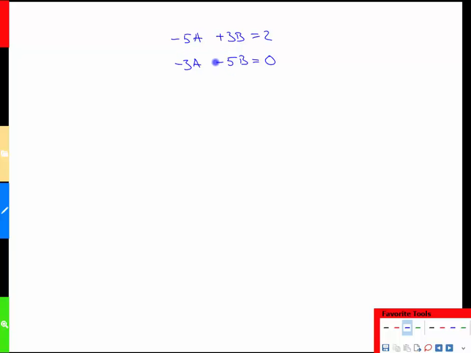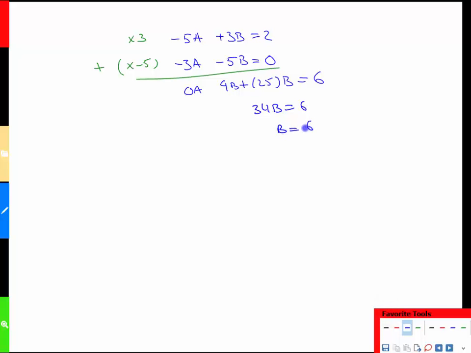Once we have these 2 linear equations, we can solve them any way we like. I prefer usually just to multiply and add the equations. So if we multiply this by 3, we'll get negative 15a. And if we multiply this by -5, we'll get positive 15a. And so we'll add those together. That'll give us 0 a's. We'll have 9b plus -5 times -5 is 25b, equaling 3 times 2 is 6. And that will give us 34b equals 6, or b equals 6 over 34, or 3/17. So that's one variable down.